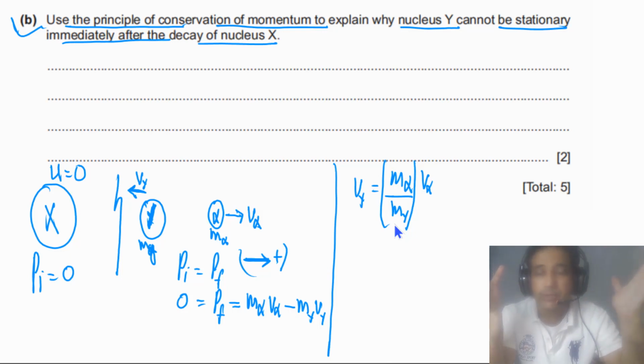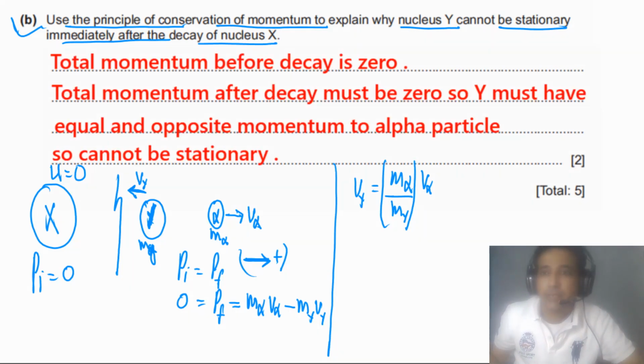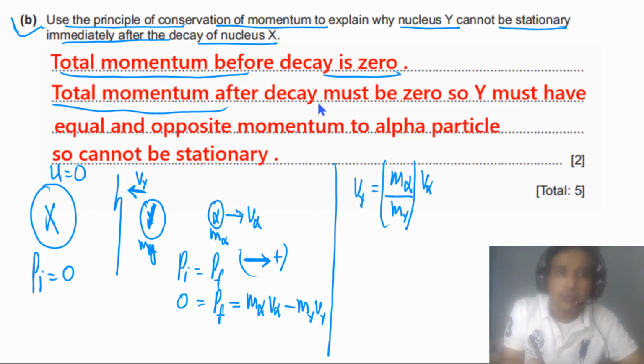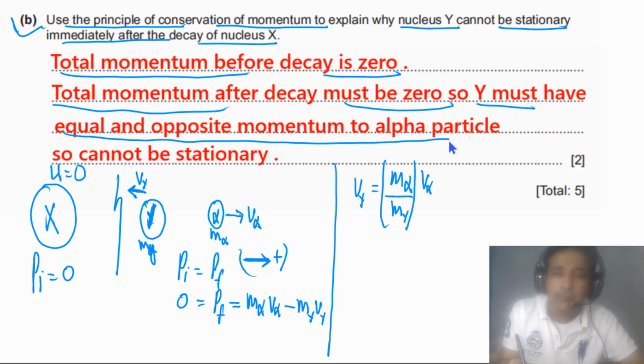Very basic question and also a typical type of question. Let me show you how you can write down your answer. In your final answer, you have to mention these points. You can say total momentum before decay is 0, so total momentum after decay must be 0 as well. So Y must have equal and opposite momentum to the alpha particle, because in this isolated system we have only two particles after decay. So Y cannot be stationary.